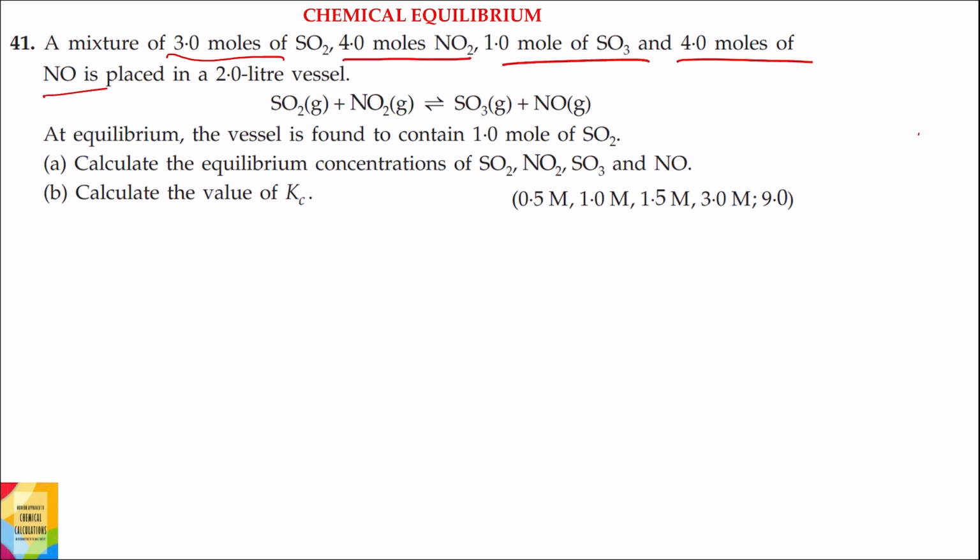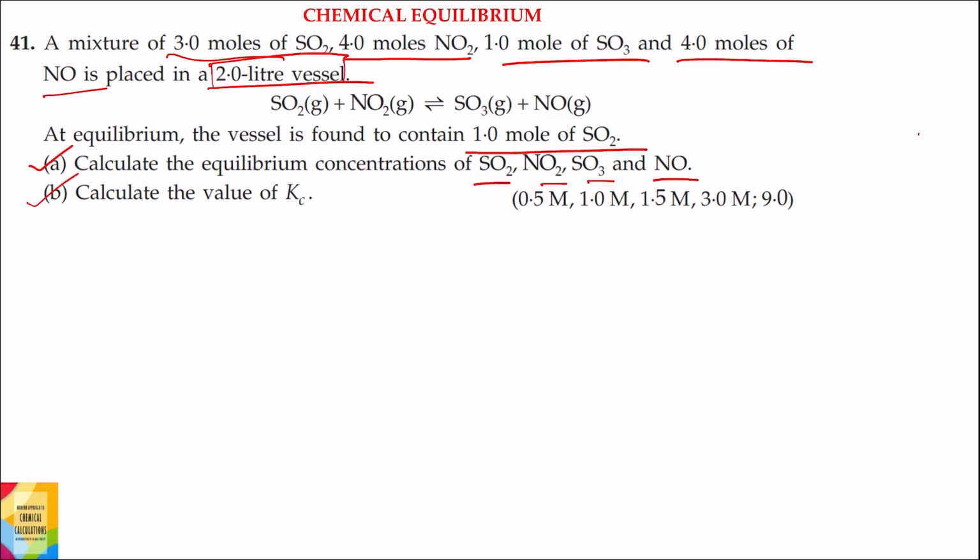Next question. A mixture of 3 moles of SO2, 4 moles of NO2, 1 mole of SO3, 4 moles of NO is placed in a 2-liter vessel. At equilibrium, the vessel is found to contain 1 mole of SO2. A. Calculate the equilibrium concentrations of SO2, NO2, SO3 and NO. B. Calculate the value of Kc. Point to be noted, the volume of the vessel is 2 liter.